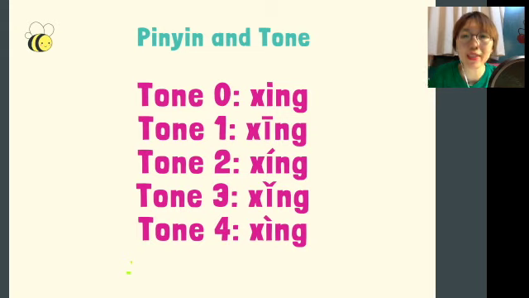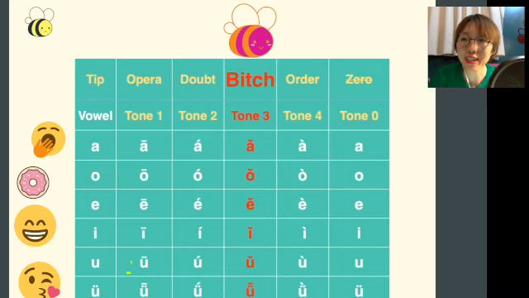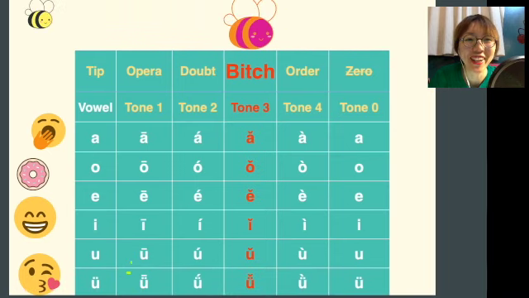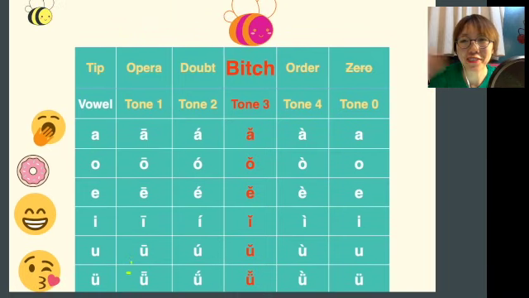Tone 0 will be 心. Tone 1, 心. Tone 2, 行. Tone 3, 醒. Tone 4, 信. So this is my personal tip for you to acquire, to pick up the tone easier, I hope.